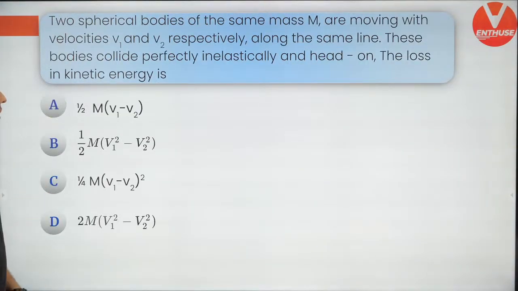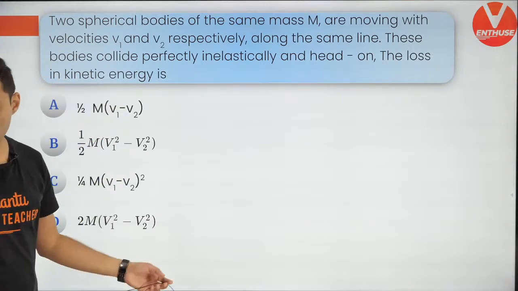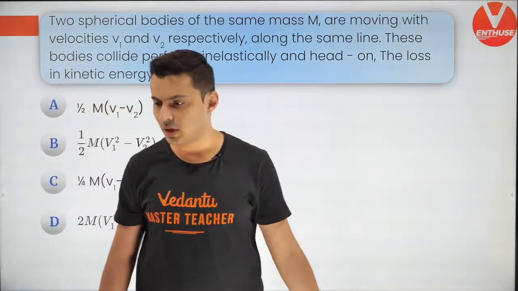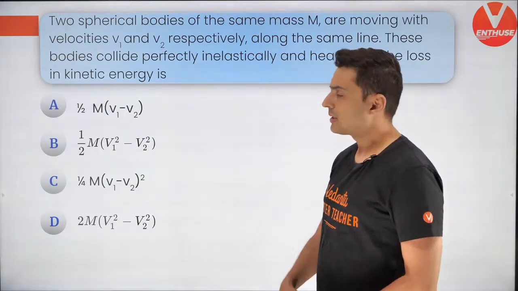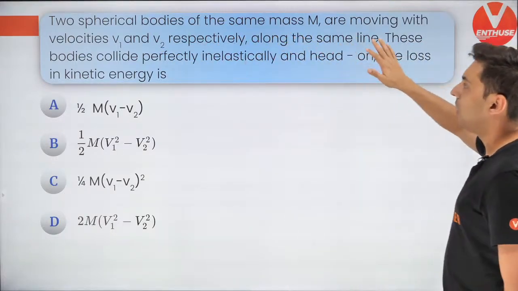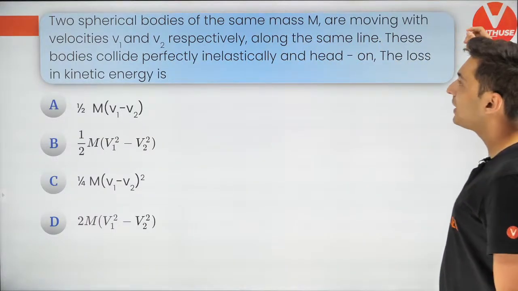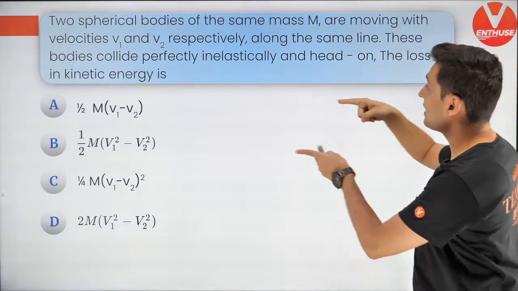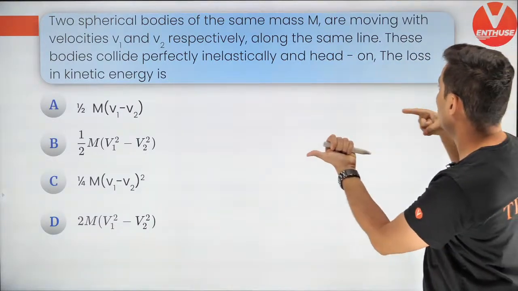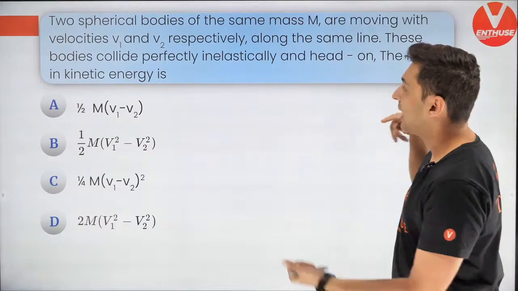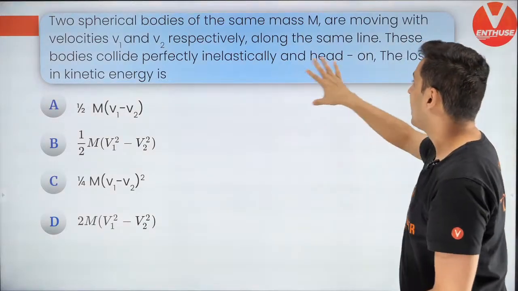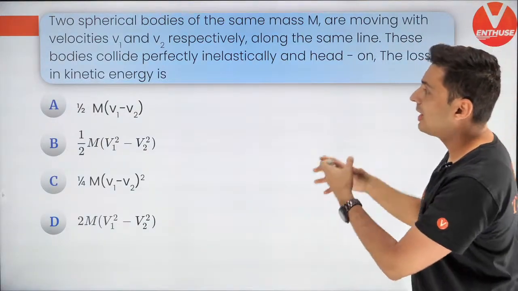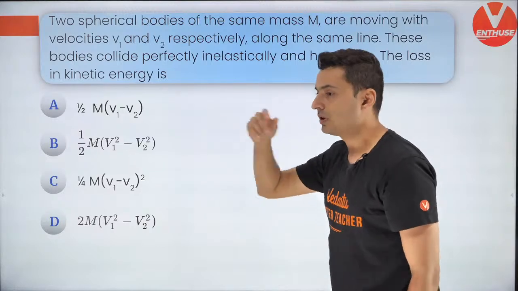Okay, next question coming up on your screen. Two spherical bodies of same mass m are moving with velocities v1 and v2 respectively along the same line. These bodies collide perfectly inelastically and head on, and the loss in the kinetic energy is which of the following?